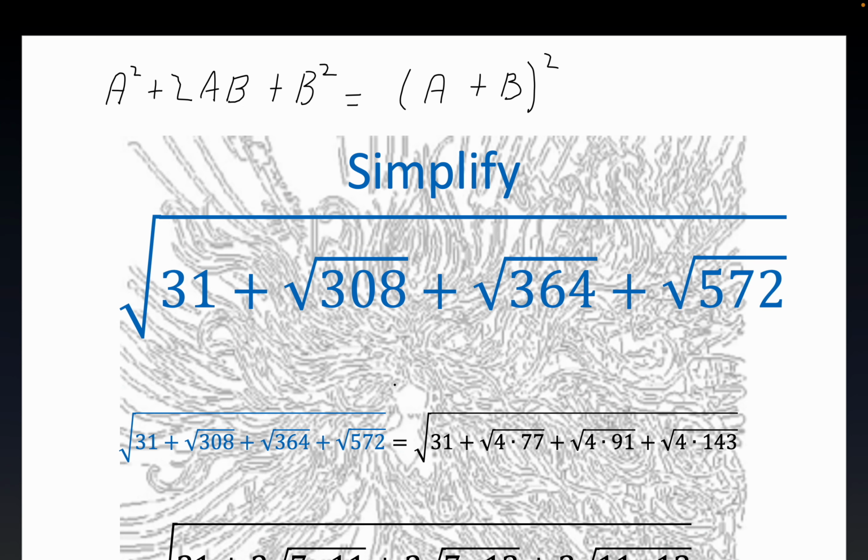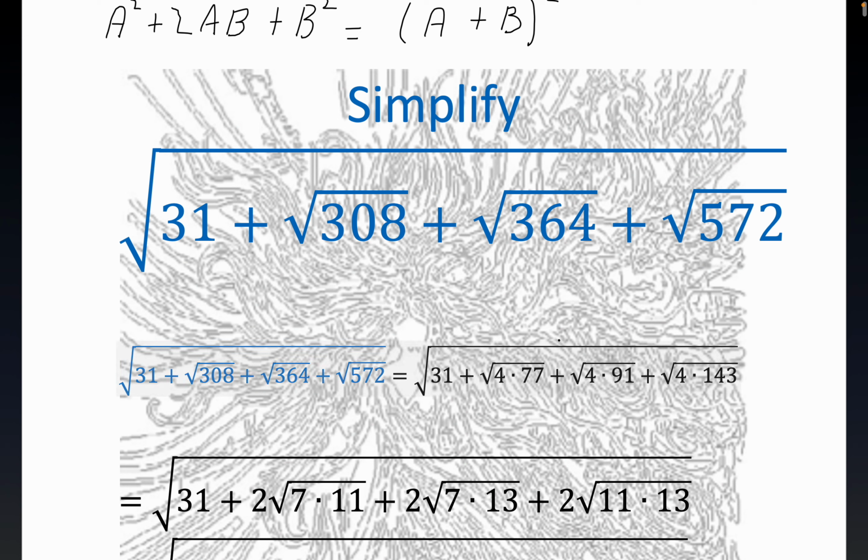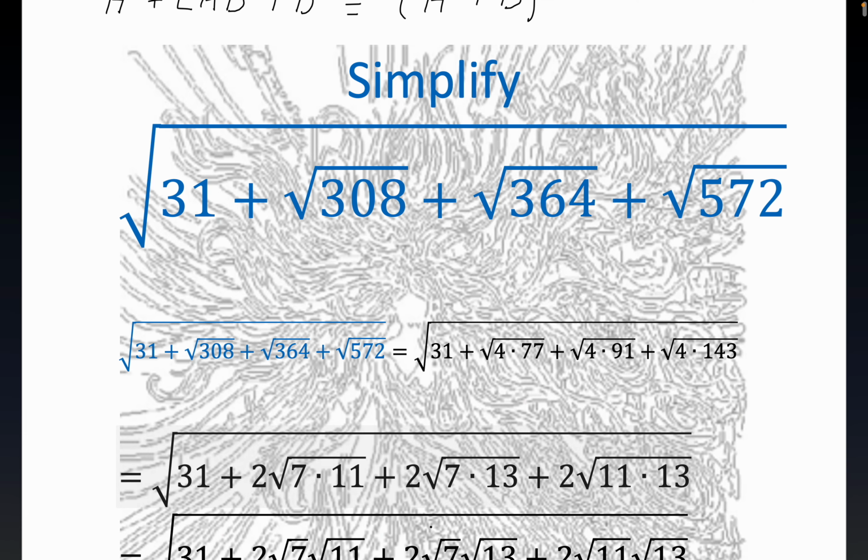So I searched for some other ideas. One thing that stands out is that 308, 364, and 572 are all multiples of 4, and I've written that right down here. 308 is 4 times 77, 364 is 4 times 91, and 572 is 4 times 143. That looks like some reasonably good news, because you at least can take the square root of 4 out and get a 2 in front of each of these terms. But then you go, well, what next?